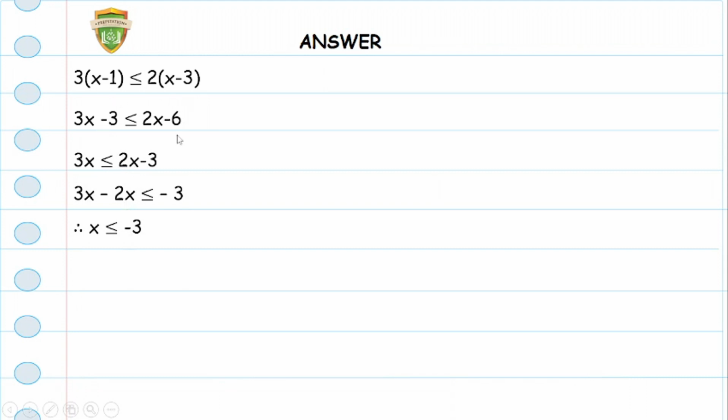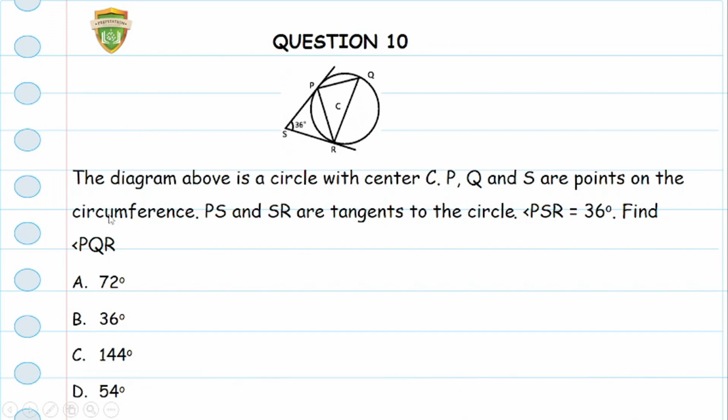Since we are solving for x, we collect like terms. If I take minus 3 this way, it becomes plus 3. So minus 6 plus 3 becomes minus 3. And then I take 2x this way. So this now becomes 3x minus 2x is less than or equal to minus 3. And only x will now be less than or equal to minus 3. And that is option A.